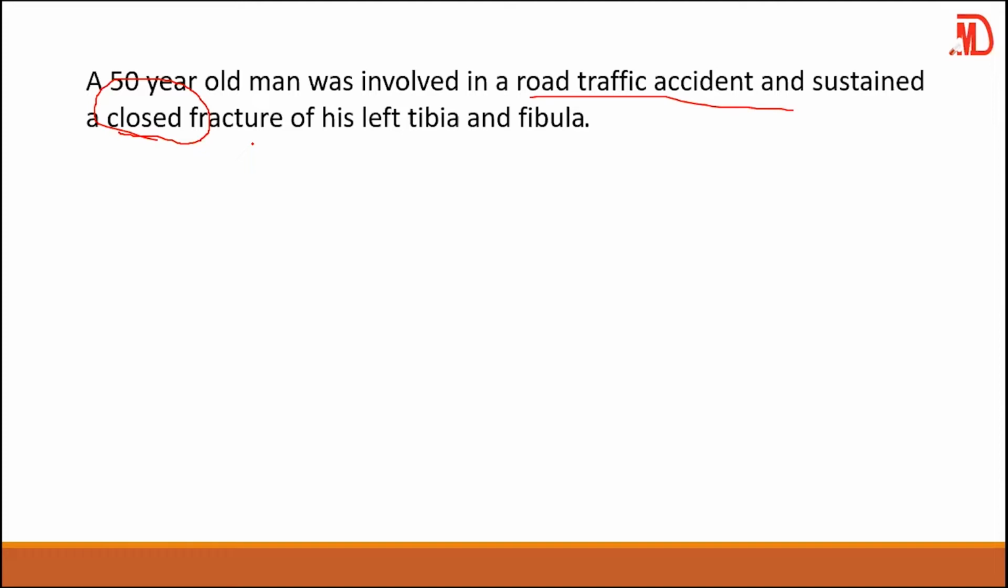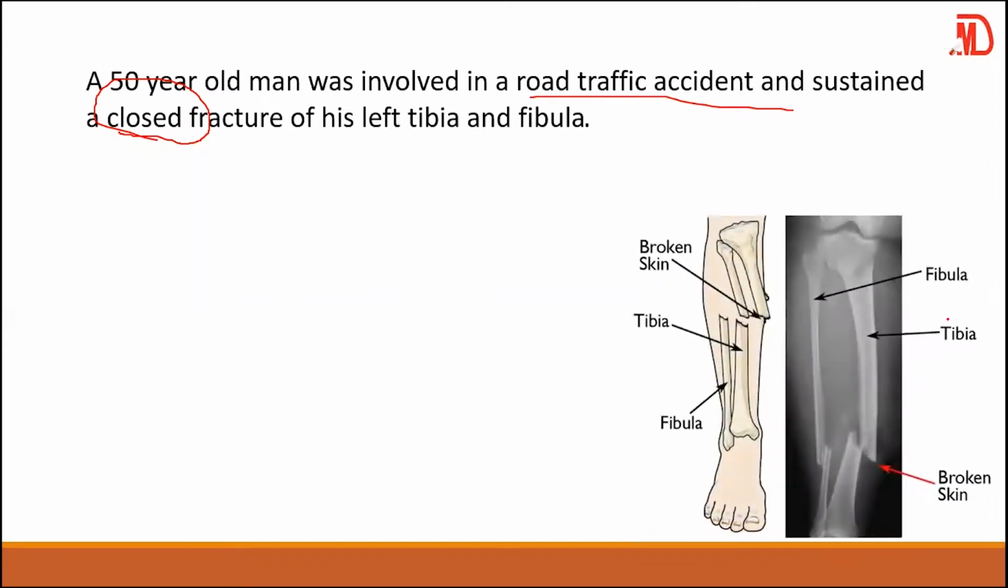In an open or compound fracture, the broken end of the tibia punches through the skin, or there is a wound that shows the bone. So that's the difference between a closed fracture and an open fracture. Basically, this is what we mean. Over here you can see broken skin, so this is an open fracture. But over here we're talking about a closed fracture.